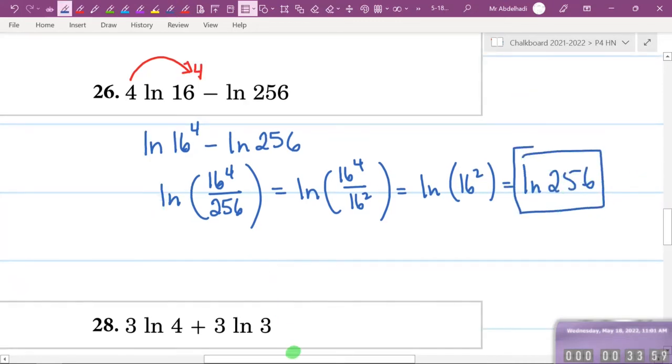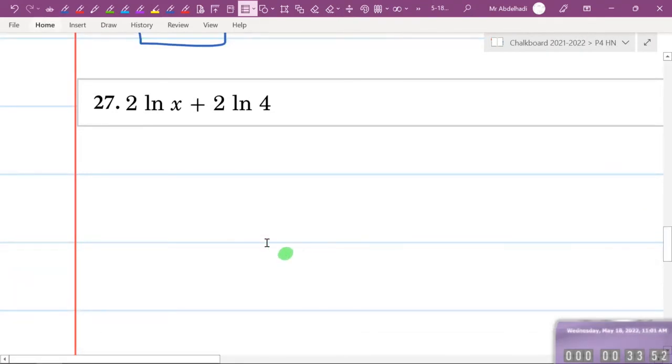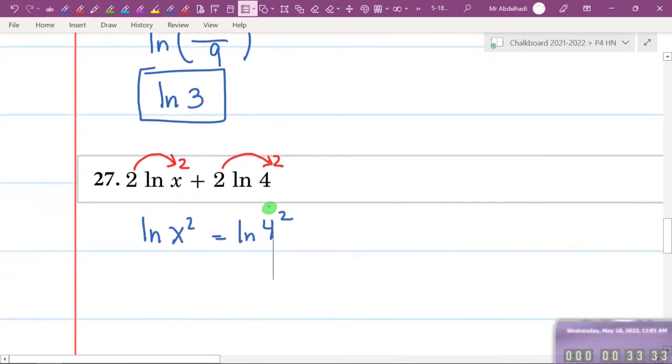Okay, number 27. We want to combine these logarithms, but both of them have a constant multiplier. So both of them need to get their constant multipliers removed and put up here like that. Okay, so now you have ln x squared equals ln 4 squared. And since you have a ln equal, well, we're not solving. No, we're simplifying it to one.